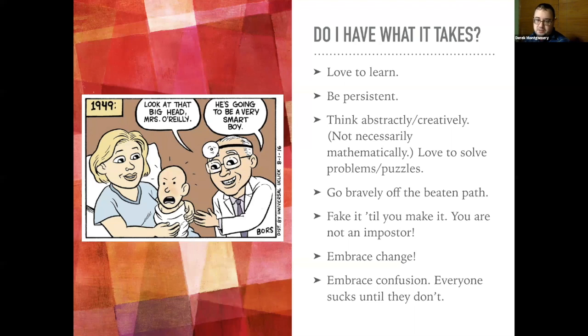Second is be persistent. This is the most important thing besides loving to learn. This is going to be a type of material and a type of work that your brain is not used to. It's going to be very different. It's going to be overwhelming. And you're not going to be good at it to begin with. But if you continue to push through it, and trust yourself and work through it and ask questions, then you'll get there. Somebody did that for me, and I'm hopefully going to do that for you guys.